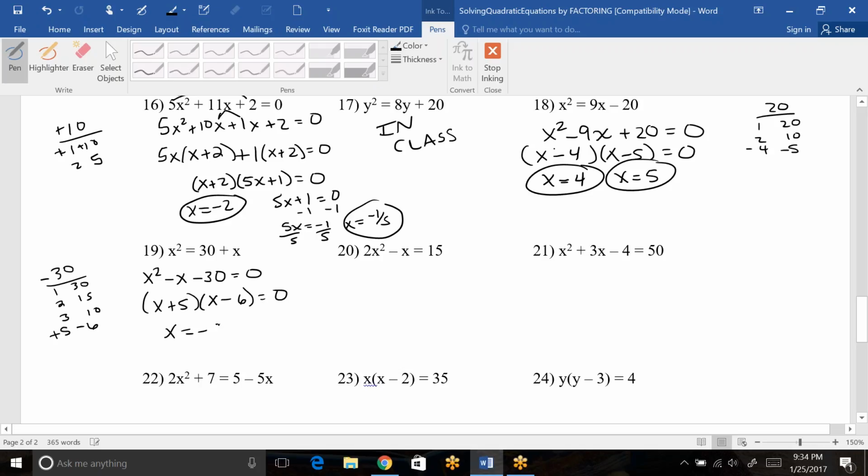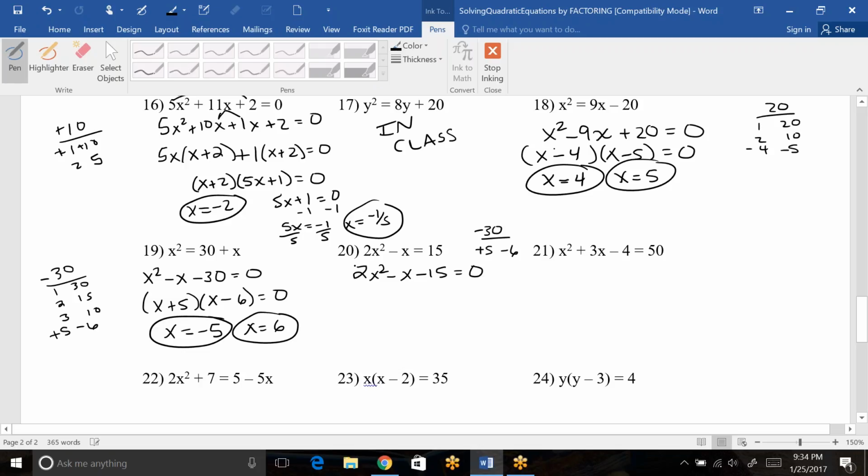So I get -5 for one solution and +6 for the other. On this one I need to move the 15 over first. 2 times -15 is -30 again. We already know all those factors. And it's a -1 in the middle again, so that's going to be a +5 and -6.